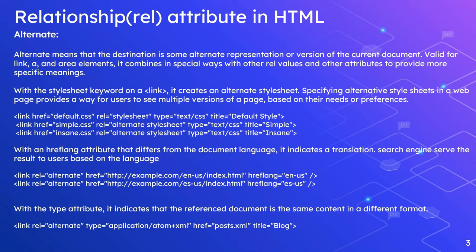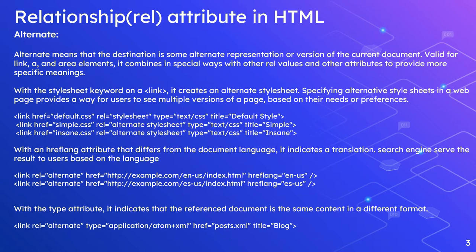It indicates that the referenced document is the same content in a different format. If you see here, link rel equal to alternate, type equal to application/atom+xml, then href, and we are saying title equal to whatever blog. So this is an Atom feed, the blog feed we are referring to. It's an alternative representation of the same content.